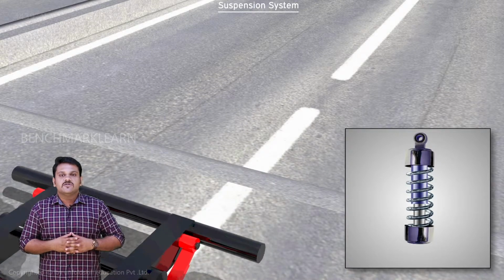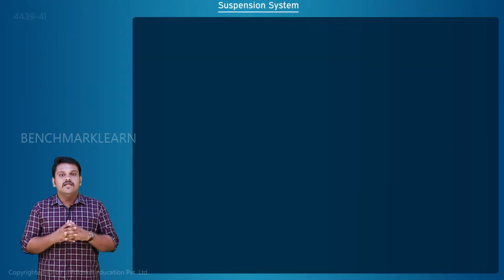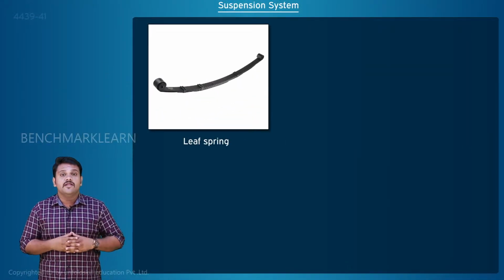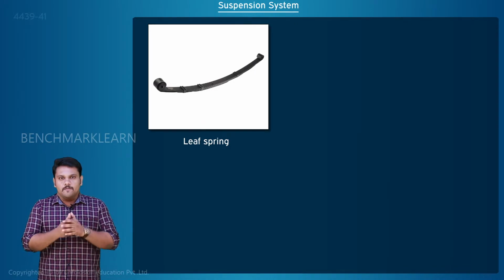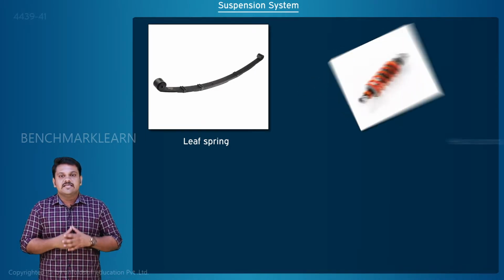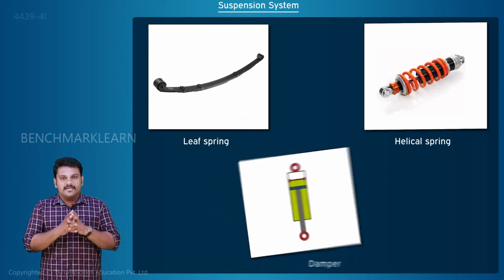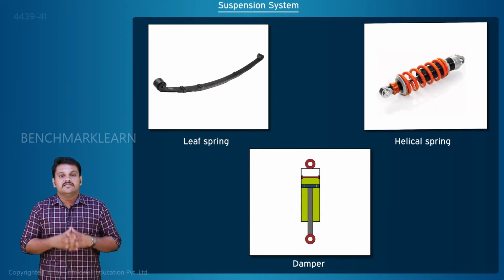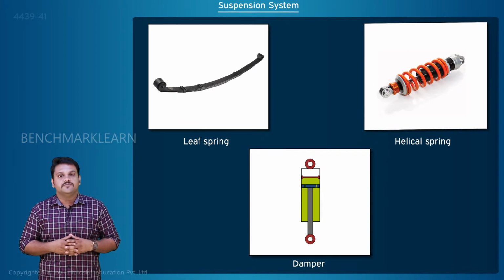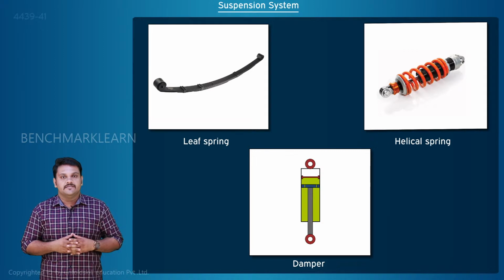There are different types of springs being used. One is the leaf spring, and it is commonly used in old generation vehicles. It can be used without a separate damper. The modern type of spring used is a helical or a spiral spring. It is used along with a separate damper. The damper or shock absorber is actually a piston cylinder arrangement with some oil inside it.